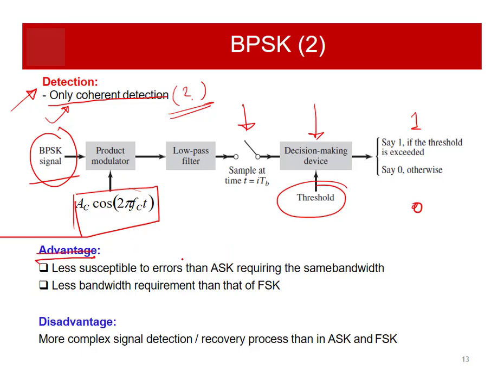PSK has many advantages. It is less susceptible to noise than ASK. FSK is obviously better in terms of noise performance, but PSK is better than ASK. Also, it does not require such large bandwidth like FSK. So there are two types of advantage. PSK requires the same bandwidth as ASK, but it is better than ASK in noise performance.